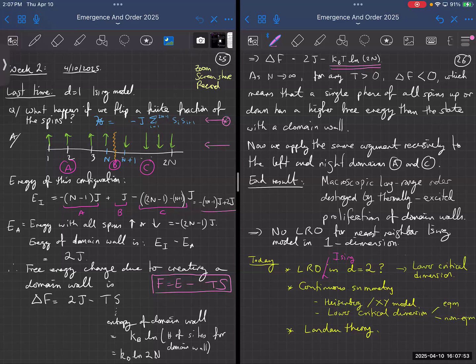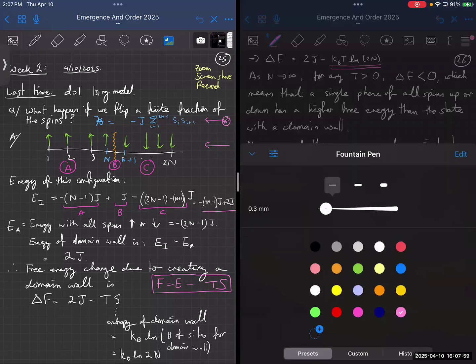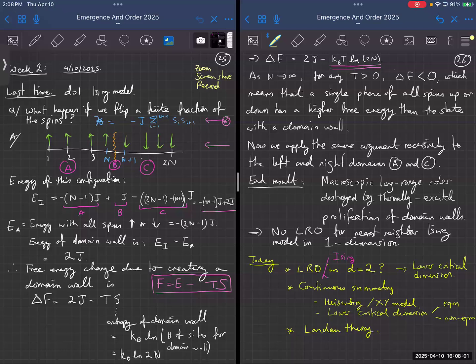And so what that means is that as n goes to infinity, for any temperature greater than 0, the free energy change is going to be less than 0. And that means that the single phase of all spins pointing up or all spins pointing down has a higher free energy than the state with the domain wall. So if the system is going to minimize its free energy, it would rather be in a state with a domain wall than a state with all the spins pointing up or all pointing down.